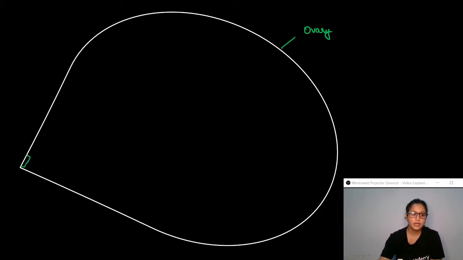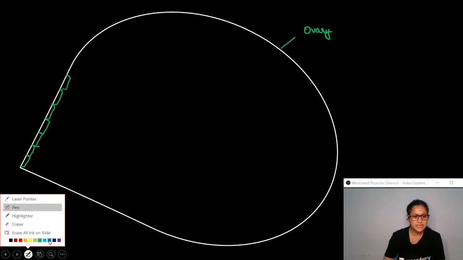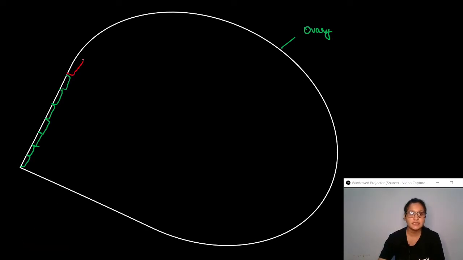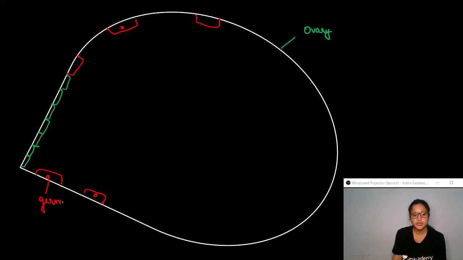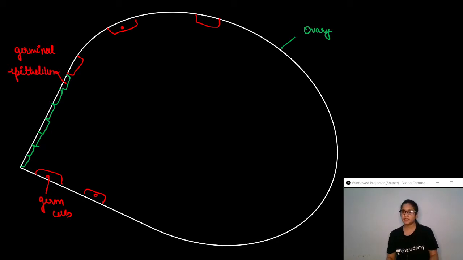Now the outer layer is what we call the germinal epithelium. In this layer, some cells are quite larger, having a large nucleus also. These larger cells are called germ cells. And this layer is called germinal epithelium. It is an epithelium only, but this epithelium is going to form the gamete, so we call it germinal epithelium. Some cells are quite larger, so we call them germ cells.